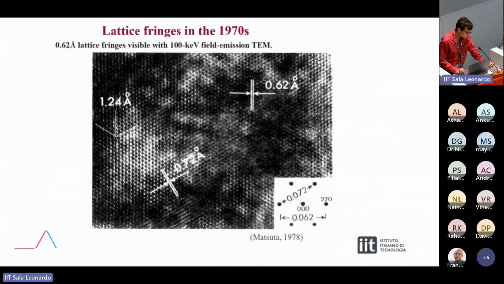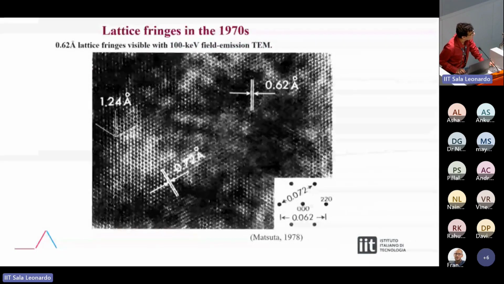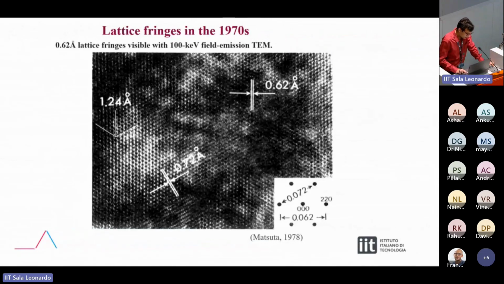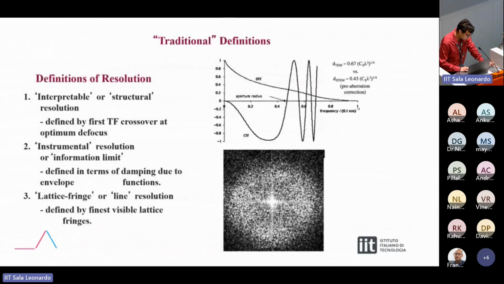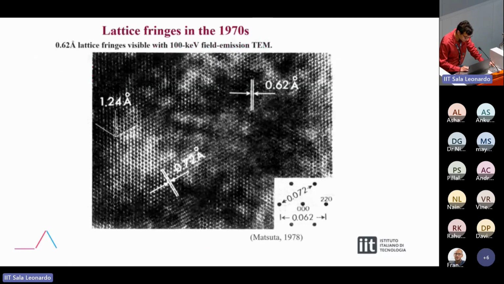So here the resolution of the microscope is 1.24 angstrom. Actually, I'm talking about the interpretable resolution of the microscope, which is 1.24 angstrom. And here the second resolution is the lattice fringe. The third definition of the resolution is lattice fringe resolution. So for example, here you have this point, so that's going to be the interpretable resolution.